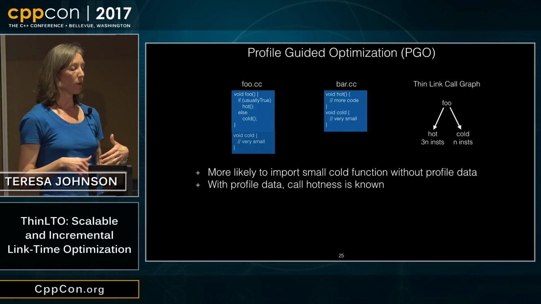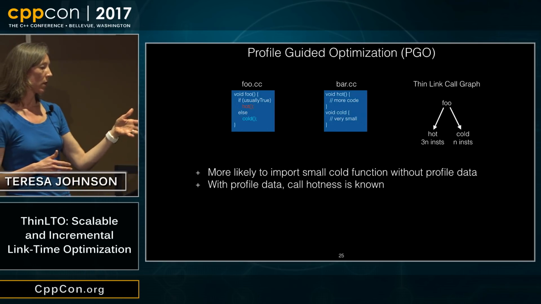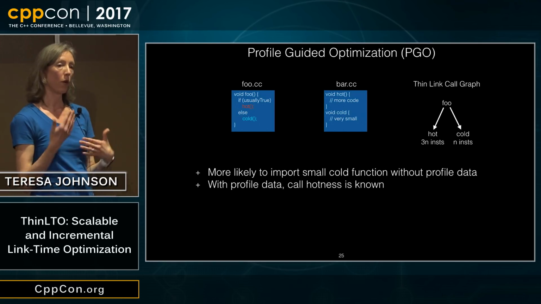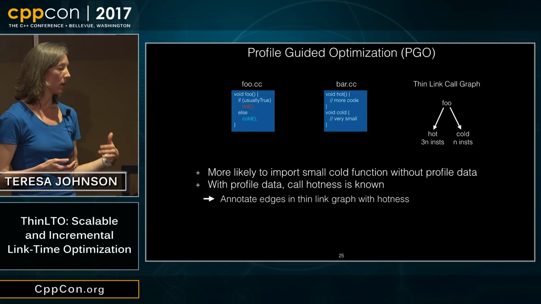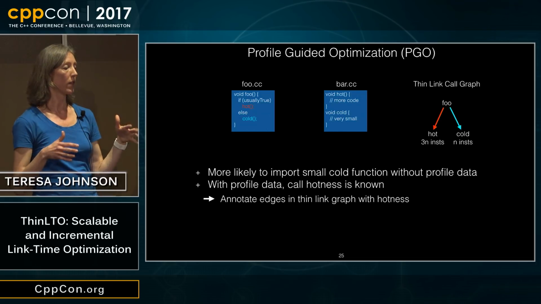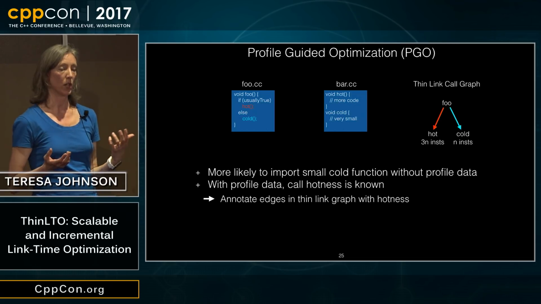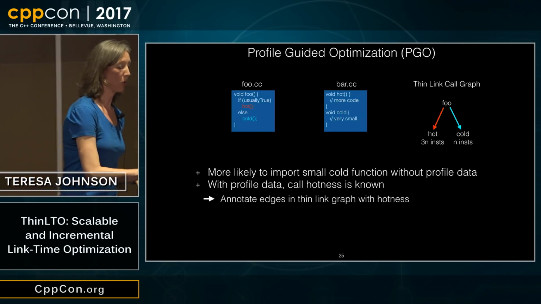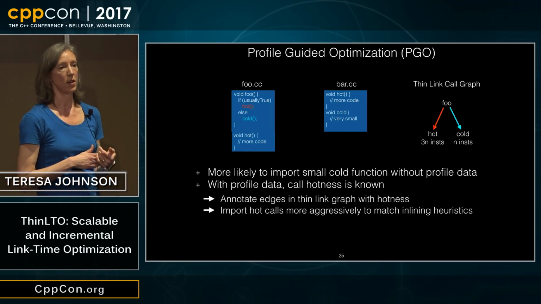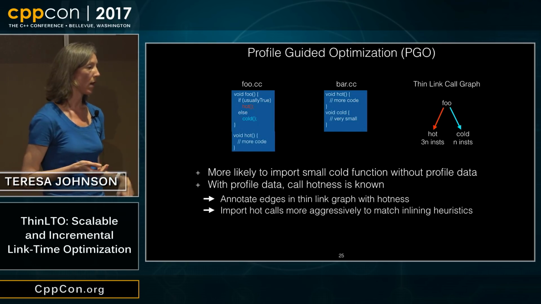When we have profile data, the calls in the IR are annotated with hotness, and we can record that in the summary. That gets propagated to the thin link call graph, and now we have edges in the call graph that are annotated with hotness. And we essentially, again, mirror the inlining heuristics and import calls more aggressively when they are hot and less when they're cold.